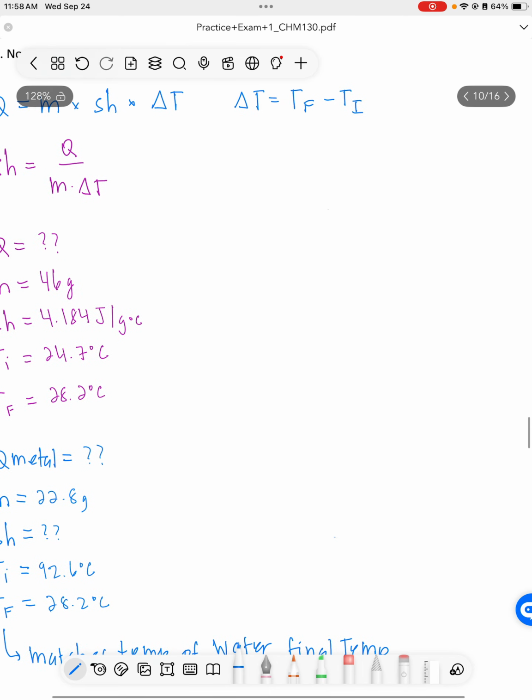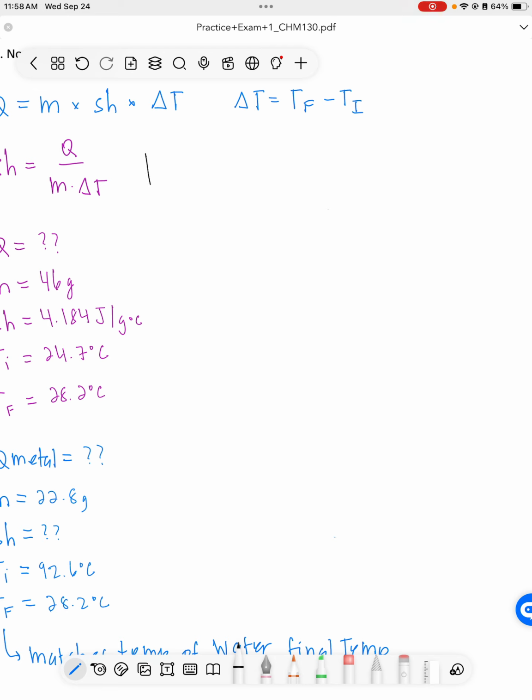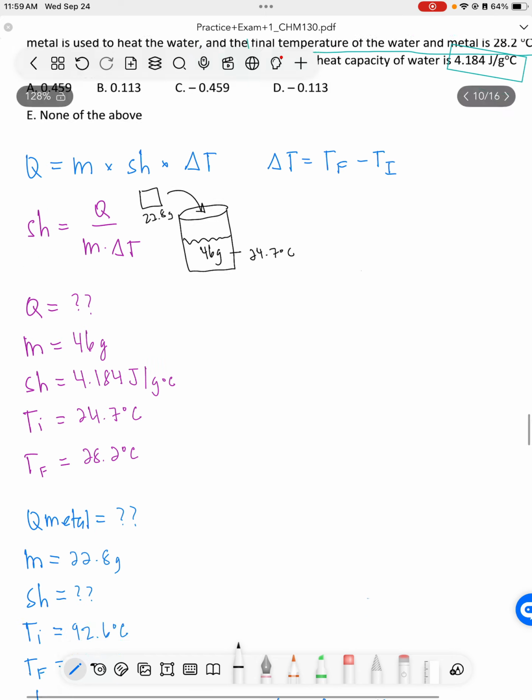So my favorite thing to do for these problems is to draw a picture, because I can get easily scrambled by all the numbers and the data. So I have this beaker of water, and I have 46 grams of water, and its temperature was 24.7 degrees Celsius. And into this water, I'm going to put this hot piece of metal. So I have 22.8 grams of metal, and it was really hot, right?